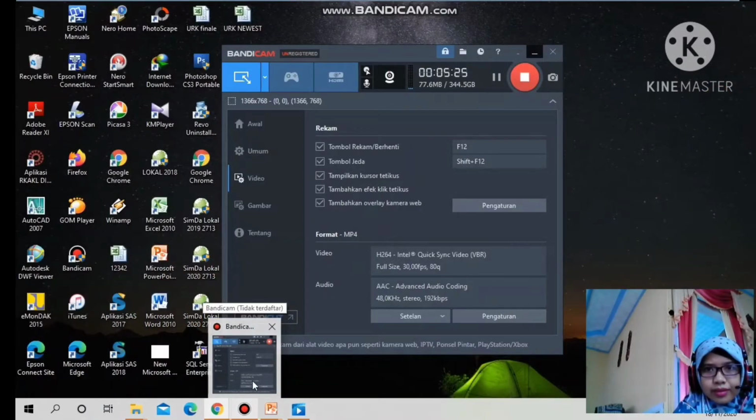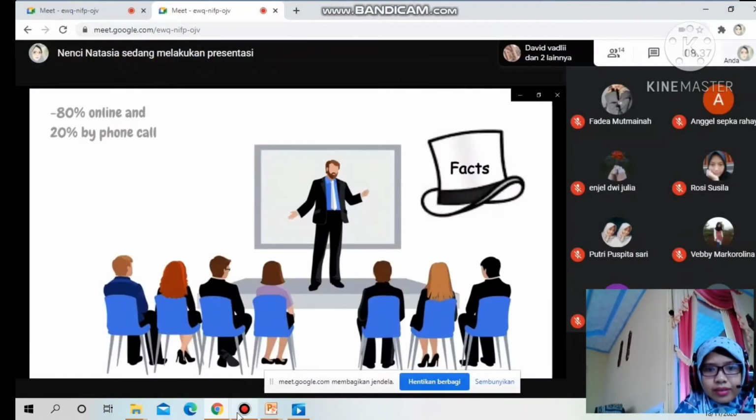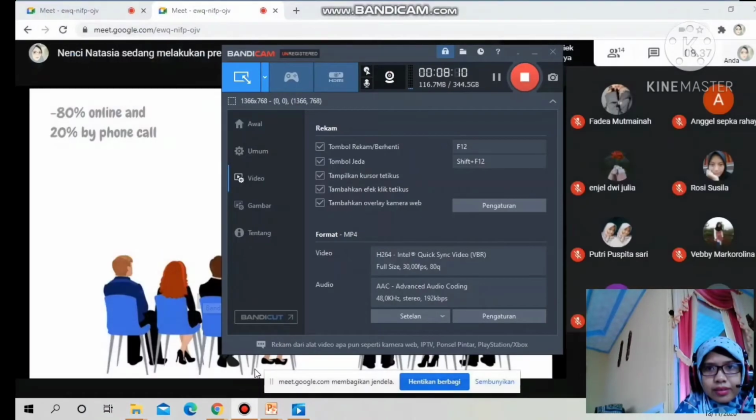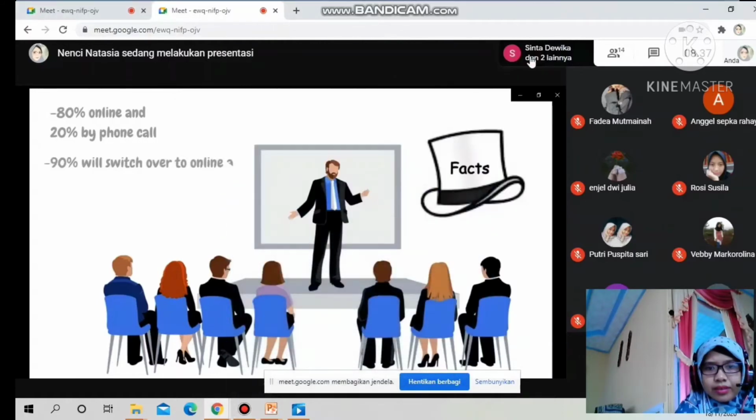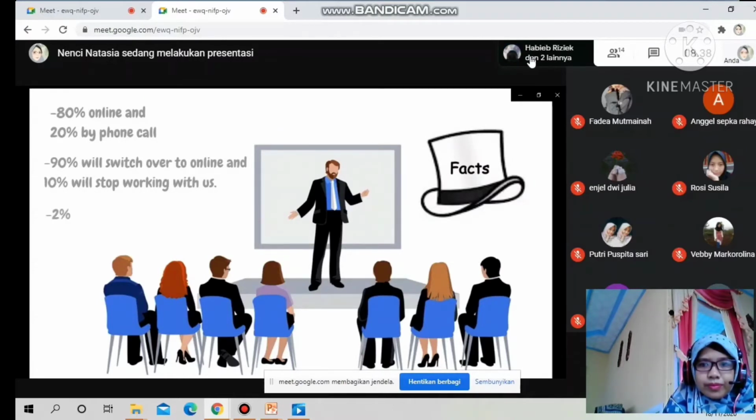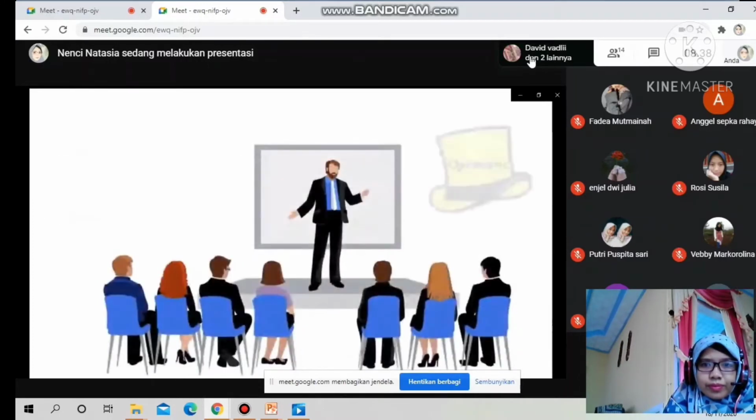For example, we receive 80% of all orders online and 20% by phone call. If we implement the idea, 90% of the customers will switch over to online ordering and 10% will stop working with us. And finally, the finance department says that there will be a 2% loss in sales from the total order, equivalent to $50,000.